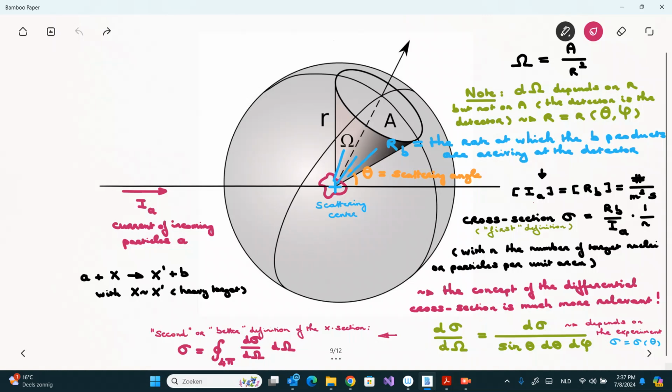But to go on, this would be the situation where basically we have a detector here, and a detector here, and maybe a detector there, and all these detectors are going to have a certain scattering angle.